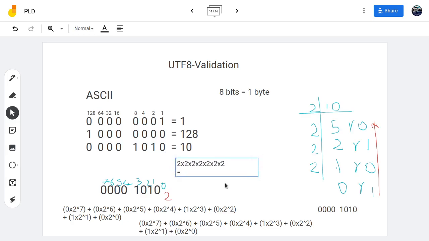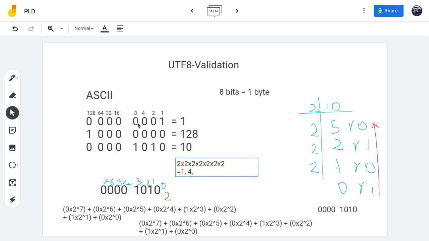So 2 raised to power 2 is, let's take it bit by bit. 2 raised to power 1 is 2, 2 raised to power 0 is 1, 2 raised to power 2 is this. So at the end of the day, you discover now you're seeing where we got this thing from. That's what I want you to appreciate.